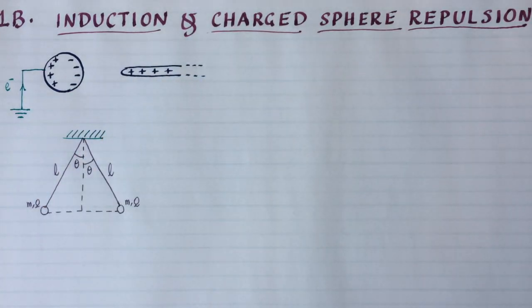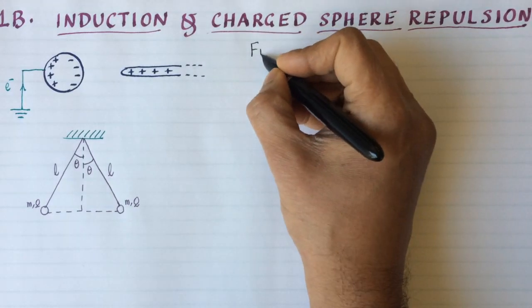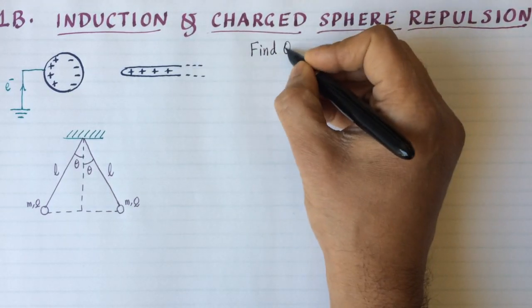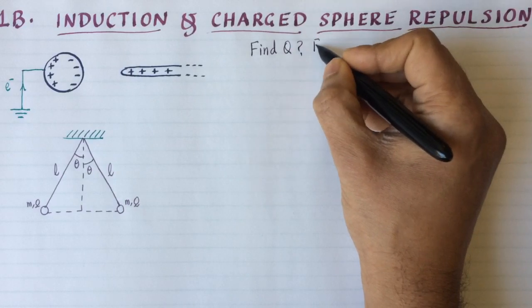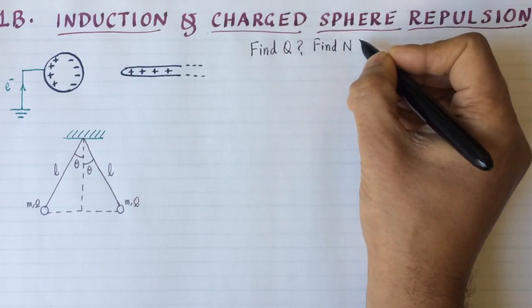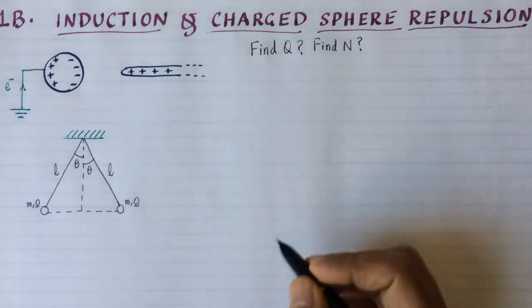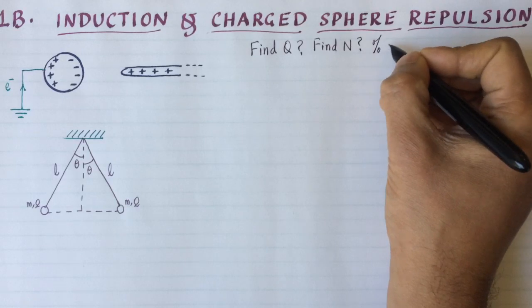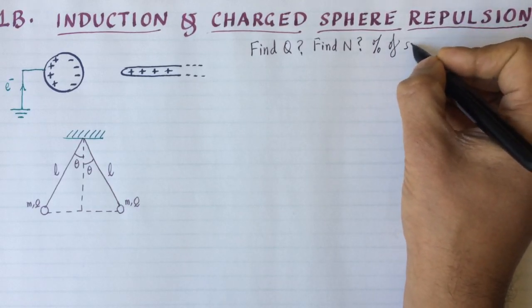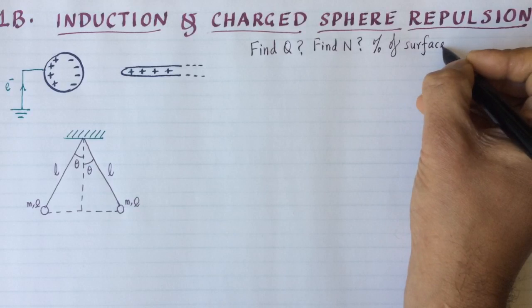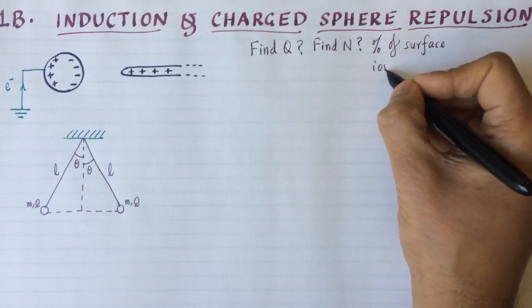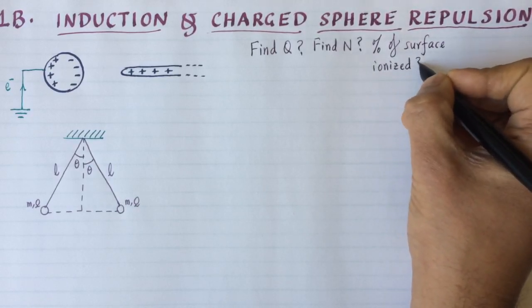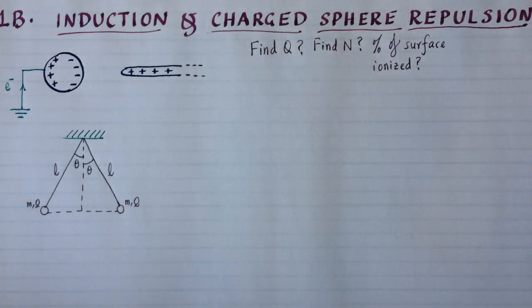So let's try to solve this problem. What we are trying to solve for is the charge q that has been deposited by this induction process. And maybe we'll also find the number of electrons. And if we have time, let's also find out what percentage of the surface has been ionized. Okay, let's try these problems.